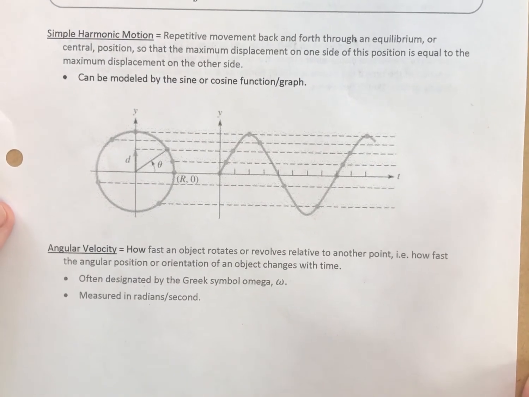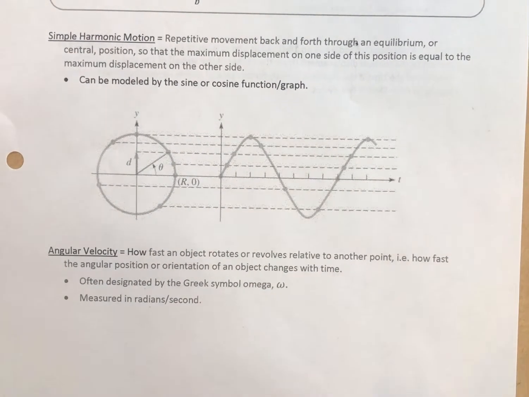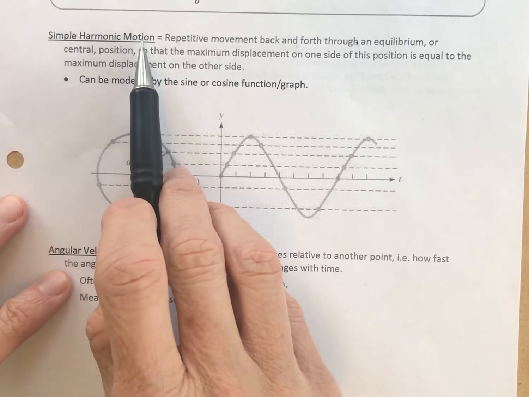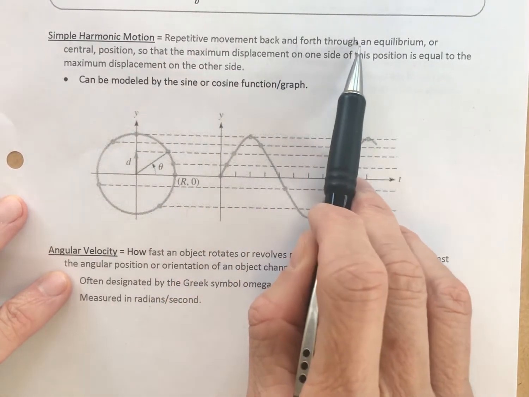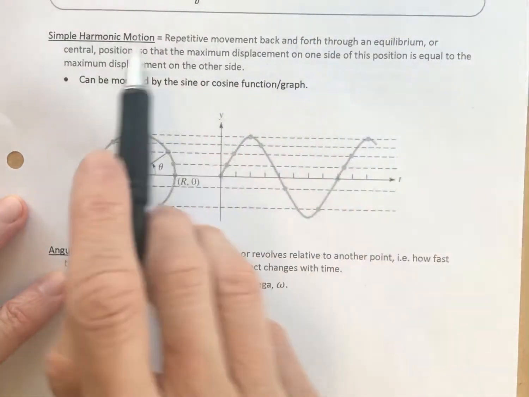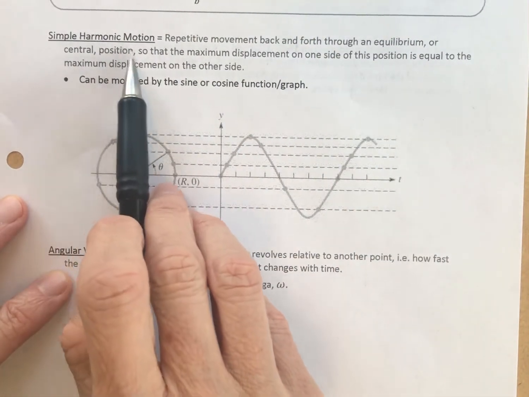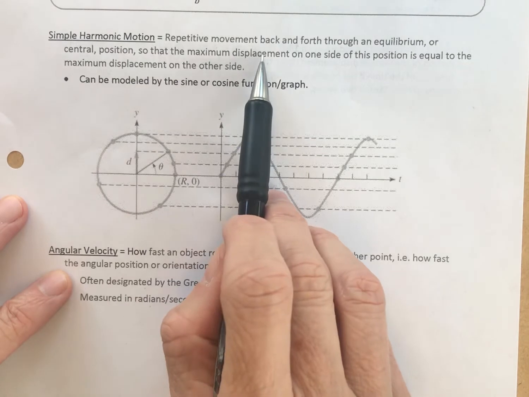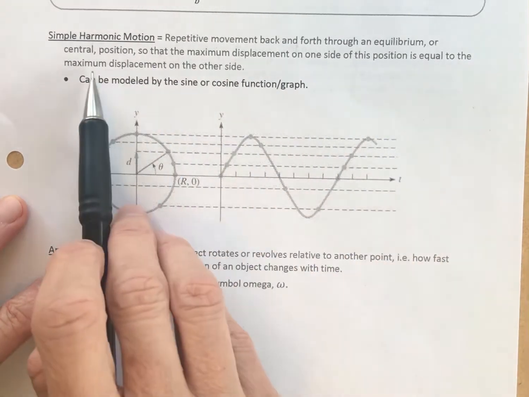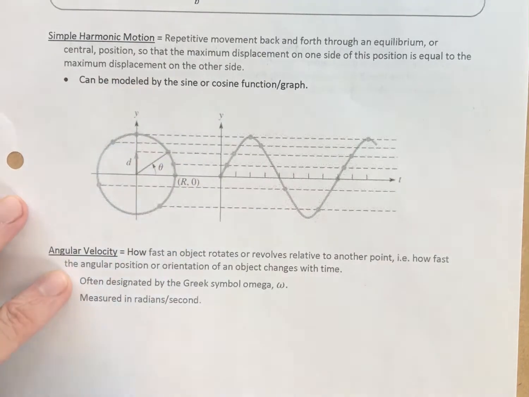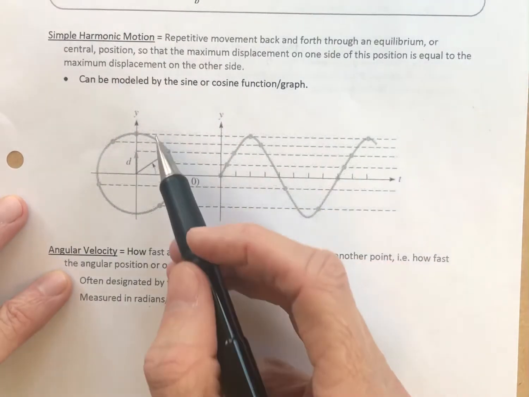Simple harmonic motion here. What is simple harmonic motion? Repetitive movement back and forth through an equilibrium or central position, so that the maximum displacement on one side of this position is equal to the maximum displacement on the other side. So let's take a look at this.